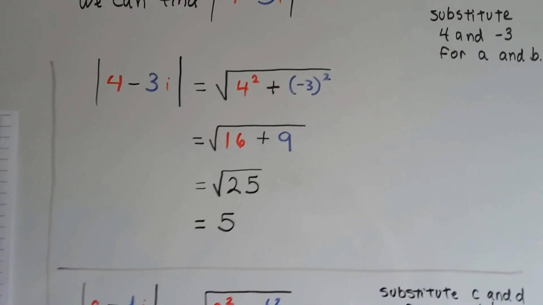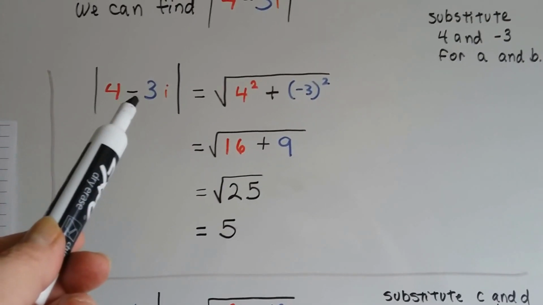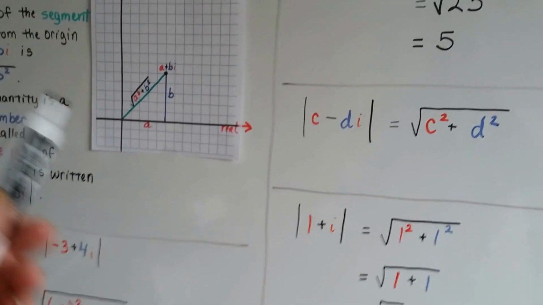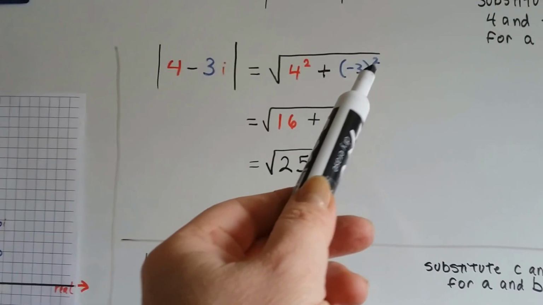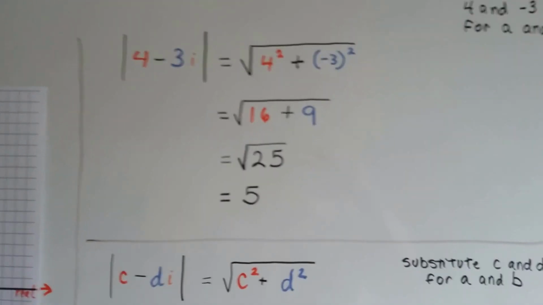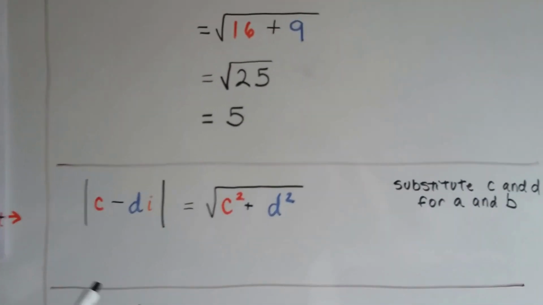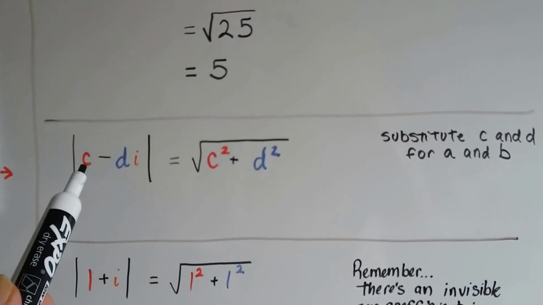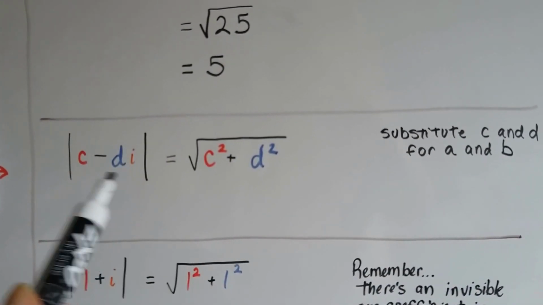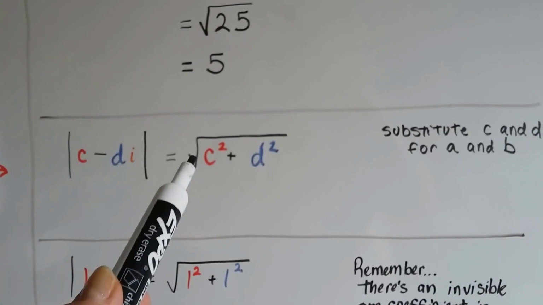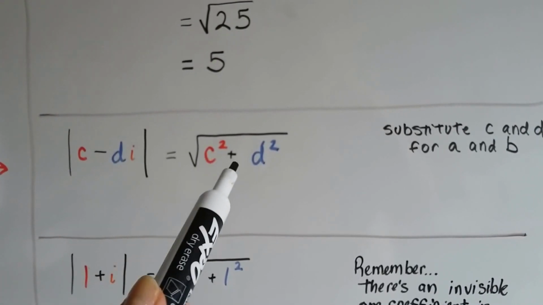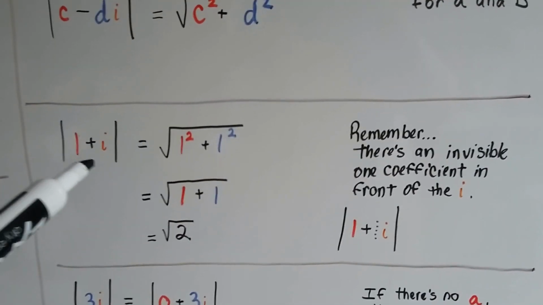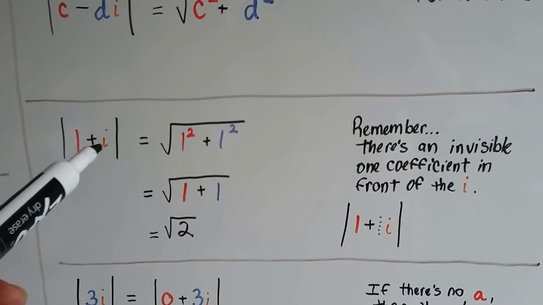See? So do you see how this had a minus sign, and the other ones had a plus sign, and it's supposed to be plus? So what I did was I put it in parentheses, so we could keep our plus sign. See that? If you see it like this, we can just substitute C and D for A and B. C minus Di, the absolute value, would be the square root of C squared plus D squared. Okay? And remember that there's a little invisible 1 in front of this i.